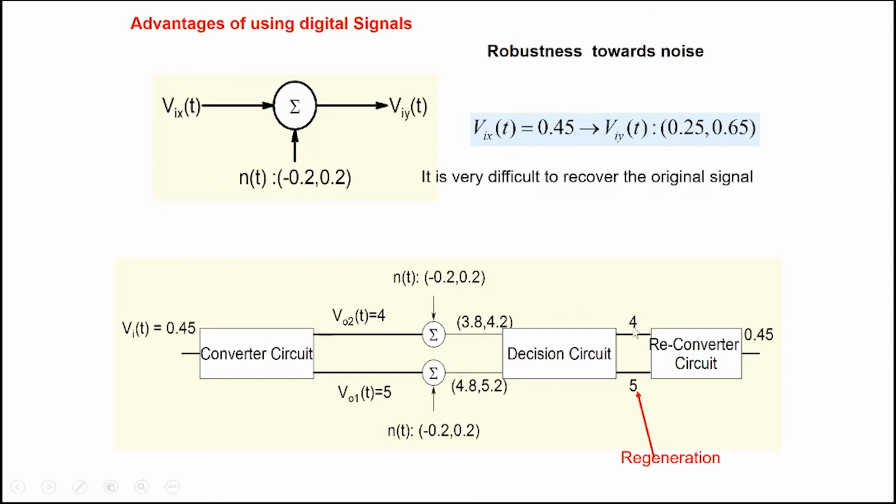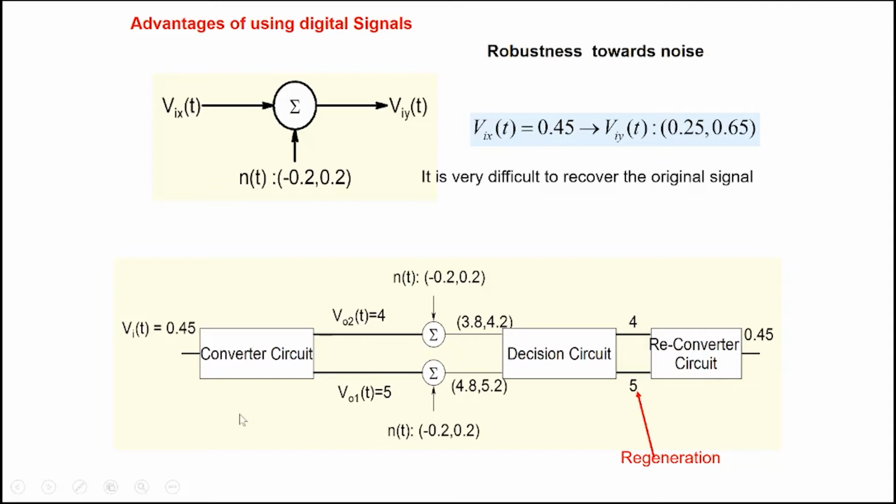But you need a very large amount of noise to create an error in this particular digit, and similarly, very large noise to create an error in this particular digit, because a digit is a large number, 4 volt or 5 volt or whatever. So you need large amounts of noise to create an error, and through the decision circuit we are able to regenerate it and get back the original 0.45.